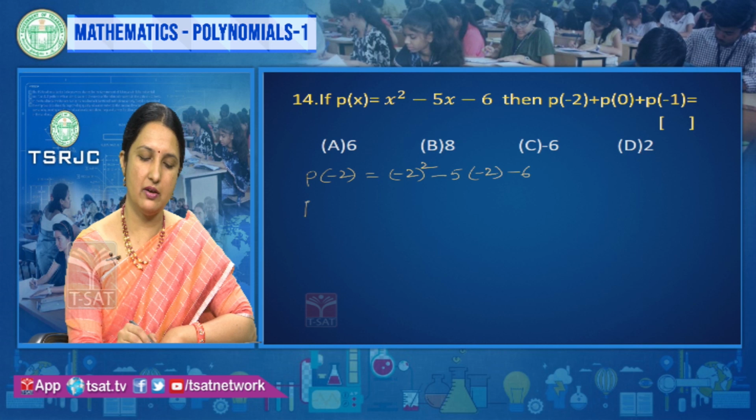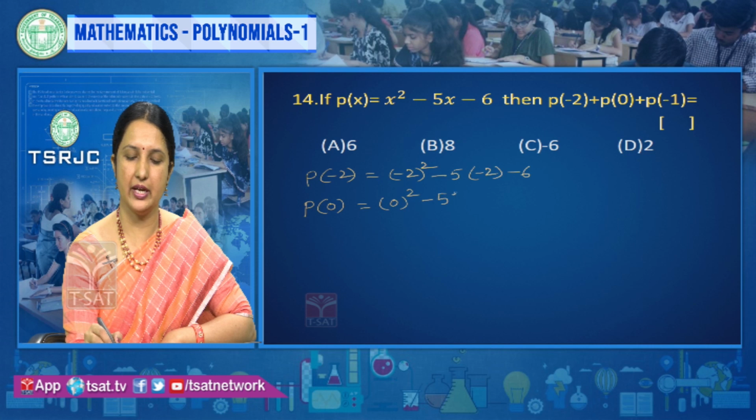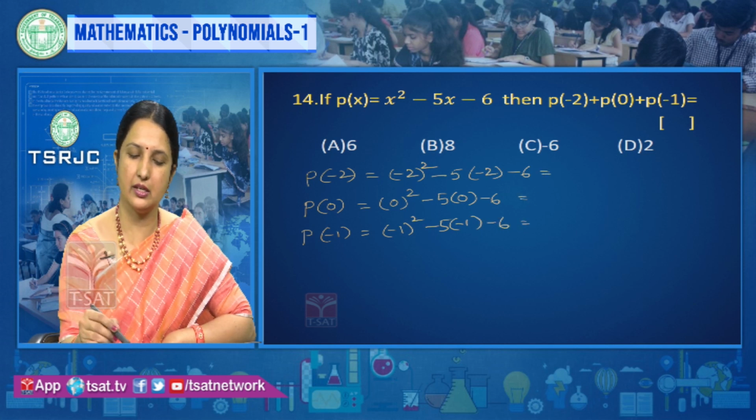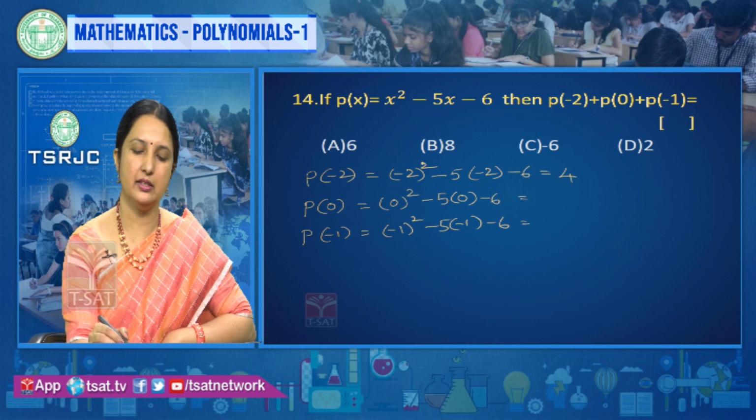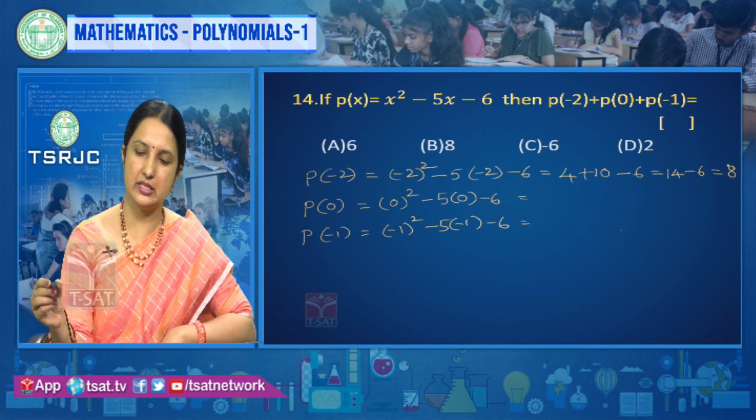Then next, P of 0. That means in the place of x you write 0: 0 square minus 5 into 0 minus 6. Then next, P of minus 1: in the place of x you write minus 1 whole square minus 5 into minus 1 minus 6. What will we get here? Minus 2 whole square is an even power, so you will get a positive value only. Minus into minus plus, 5 twos are 10, minus 6. That equals 14 minus 6, which is 8.